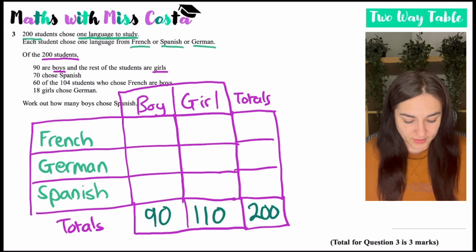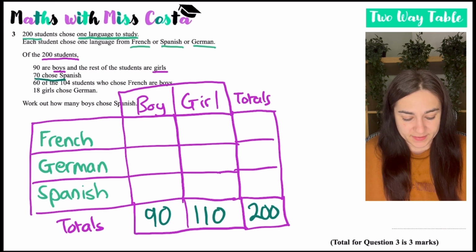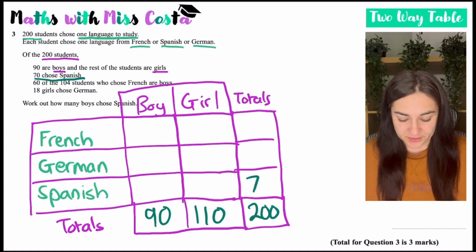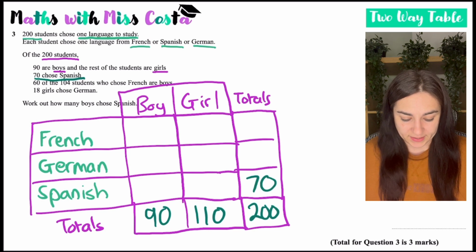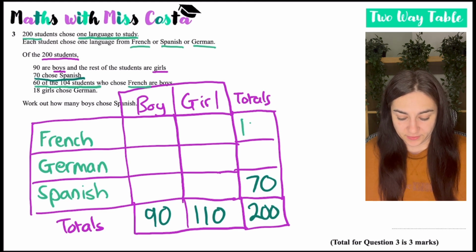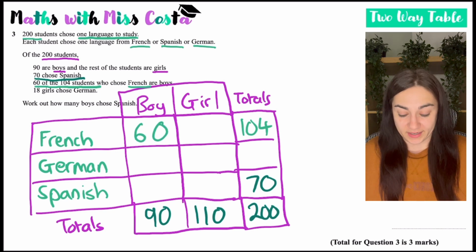I'm then told that 70 chose Spanish. So in total, 70 students chose Spanish. I then know that 60 of the 104 students who chose French are boys. So the number of students who studied French in total is 104, and 60 of those are boys. So I can figure out how many are girls. If there's 104 in total, 104 take away 60 is 44.